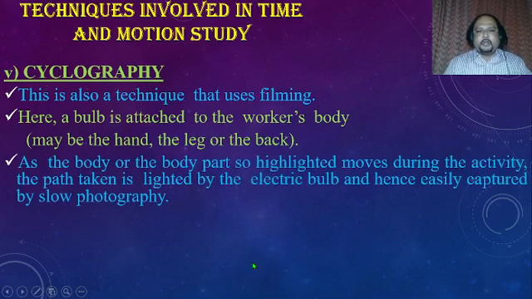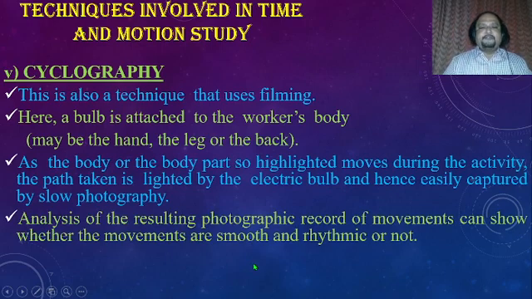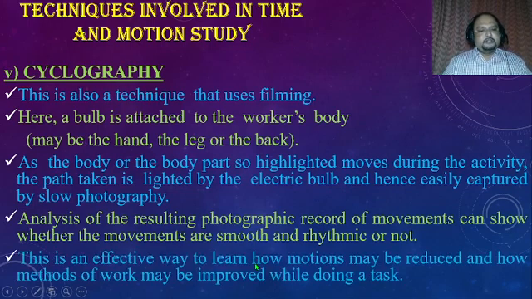As the body or the body part so highlighted moves during the activity, the path taken is lighted by the electric bulb and hence easily captured by slow photography. So this is again a technique where slow photography is used. Analysis of the resulting photographic record of movements can show whether the movements are smooth and rhythmic or not. This is an effective way to learn how motions may be reduced and how methods of work may be improved while doing the task. Now, this particular technique is not very common in India.